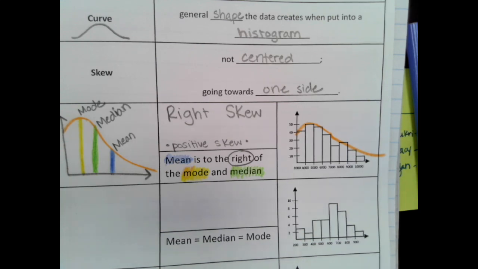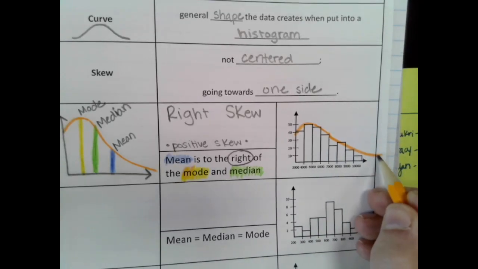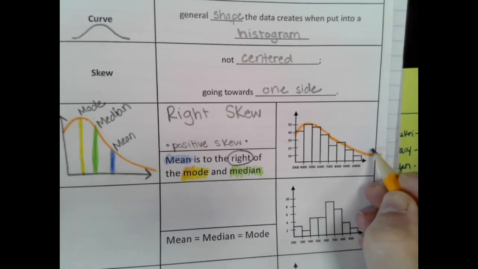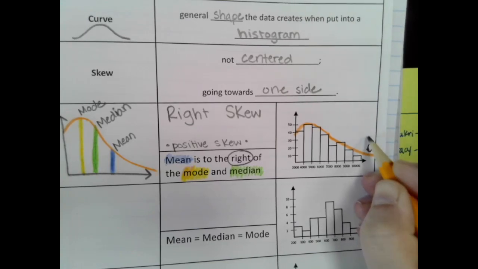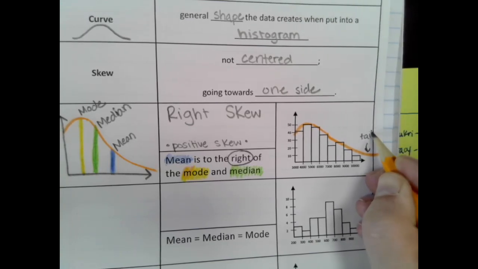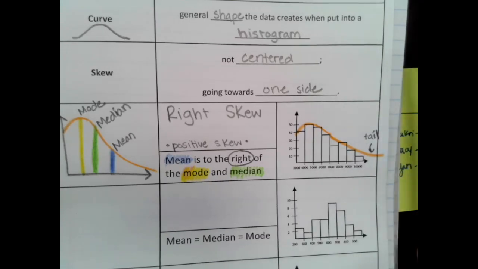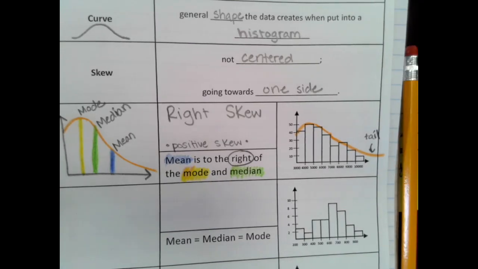Okay. This part that goes off to the side, that goes lower and lower, this is called the tail. Kind of like an animal's tail. It just kind of goes off to the side, drags out.